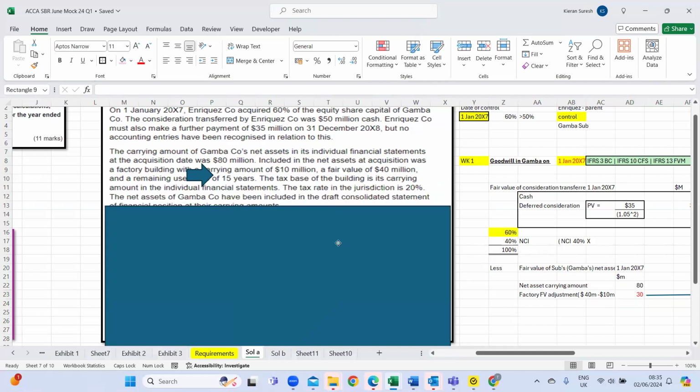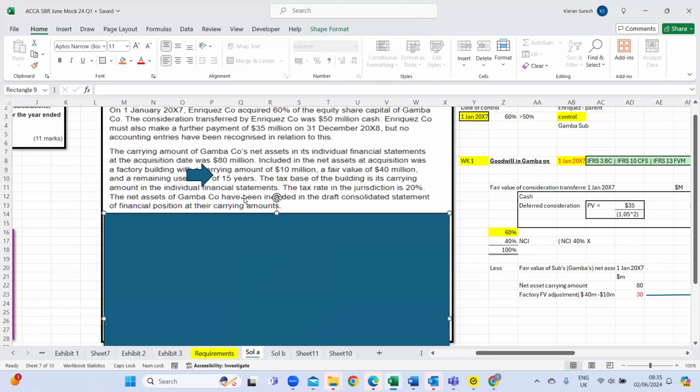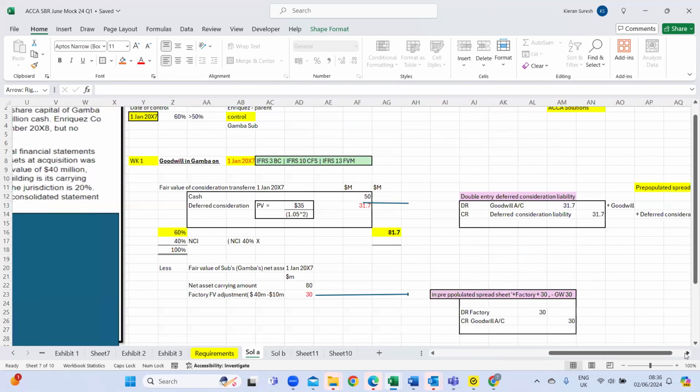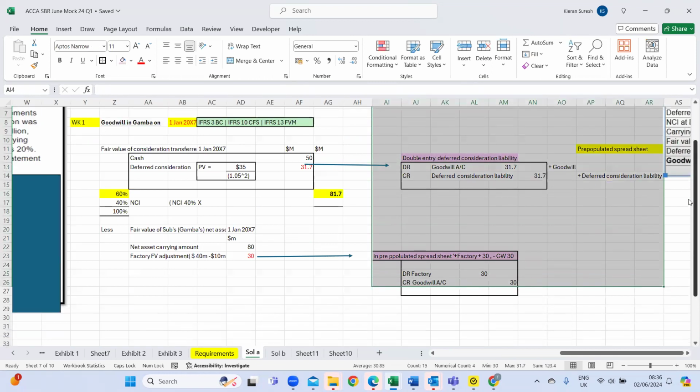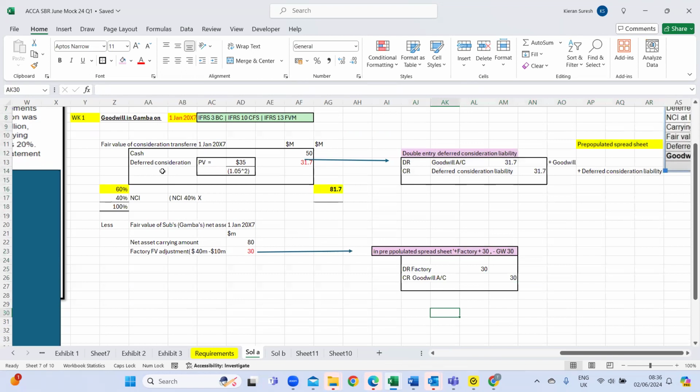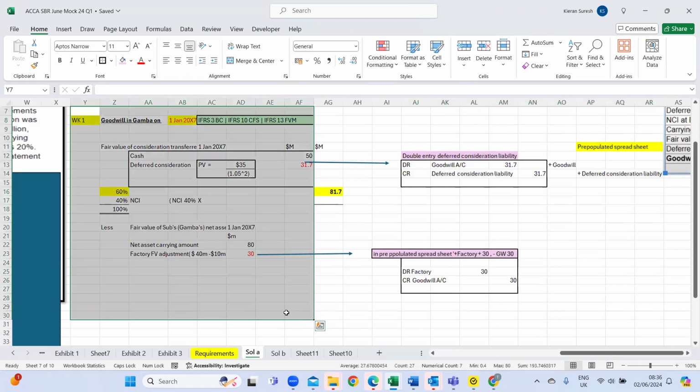I hope that's clear. The next line here is the tax base of the building, and the carrying amount in the individual financial statements. So now they're talking about a tax base, so it is about deferred tax. They're talking about deferred taxation. In order to understand this, you need to know how deferred tax works, which is IAS 12, deferred tax. We have done similar work. I'm using these slides so that you understand clearly how it works. So your answer would be only up to this, but I'm giving you good explanations in detail so that you understand clearly.